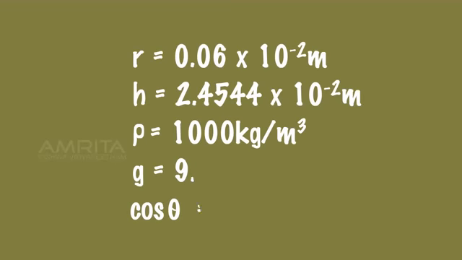R is equal to 0.06 into 10 to the power of minus 2 meter. H is equal to 2.4544 into 10 to the power of minus 2 meter. Rho is equal to 1000 kilograms per meter cube. g is equal to 9.8 meter per second square and cos theta is equal to 1.